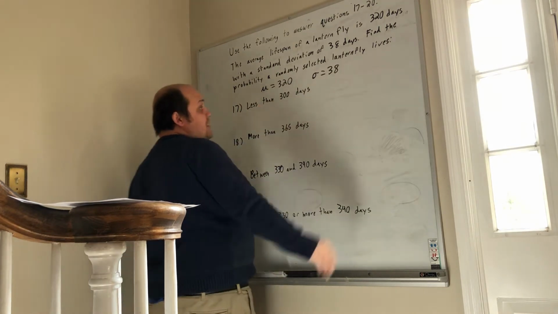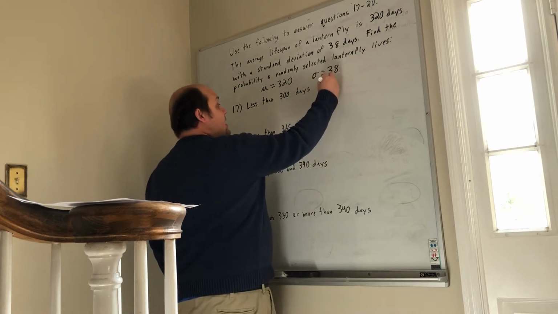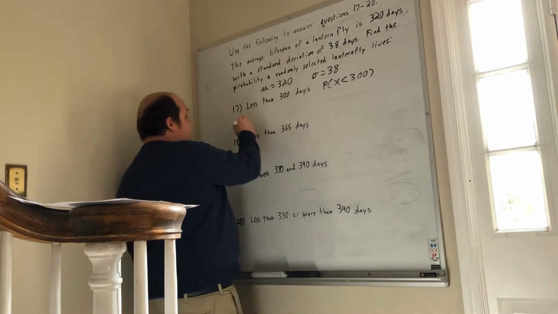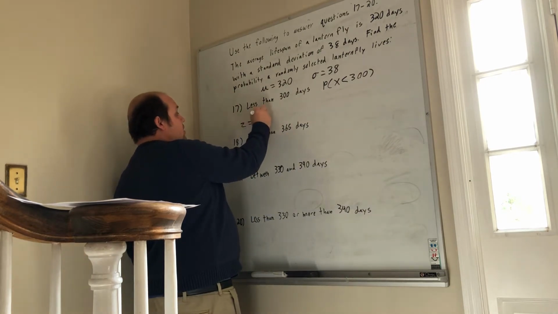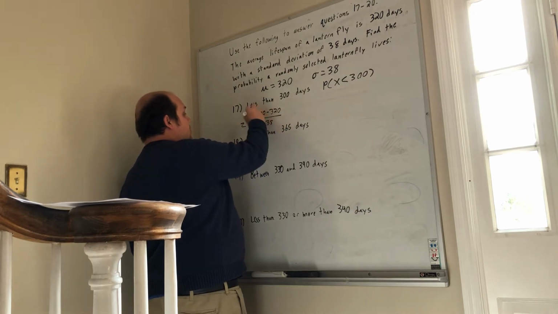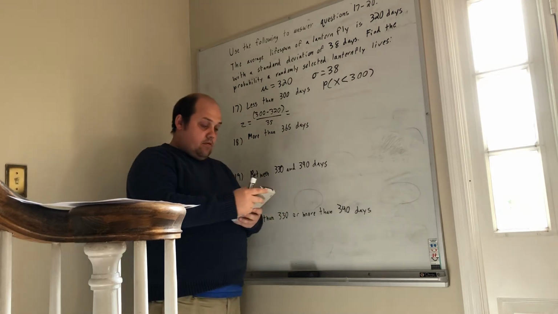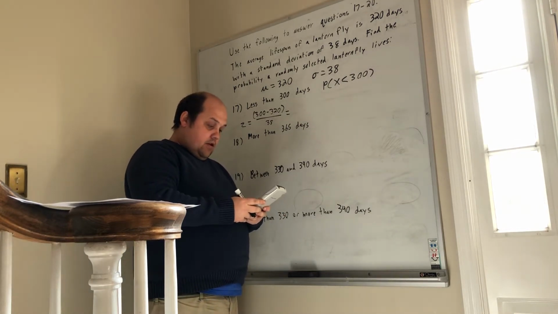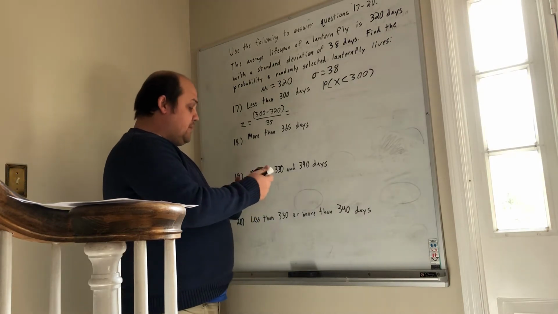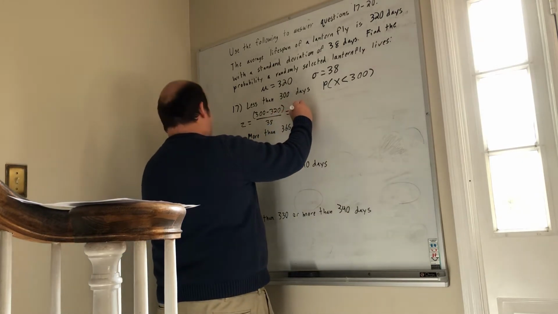Here, when question 17 asks us what's the probability that they live less than 300 days, that's asking what's the probability x is less than 300. So we set up our z-score, 300 minus 320 divided by 38. And I put this into the calculator. 300 minus 320 divided by 38 gives me negative 0.526, which I'm going to call negative 0.53.